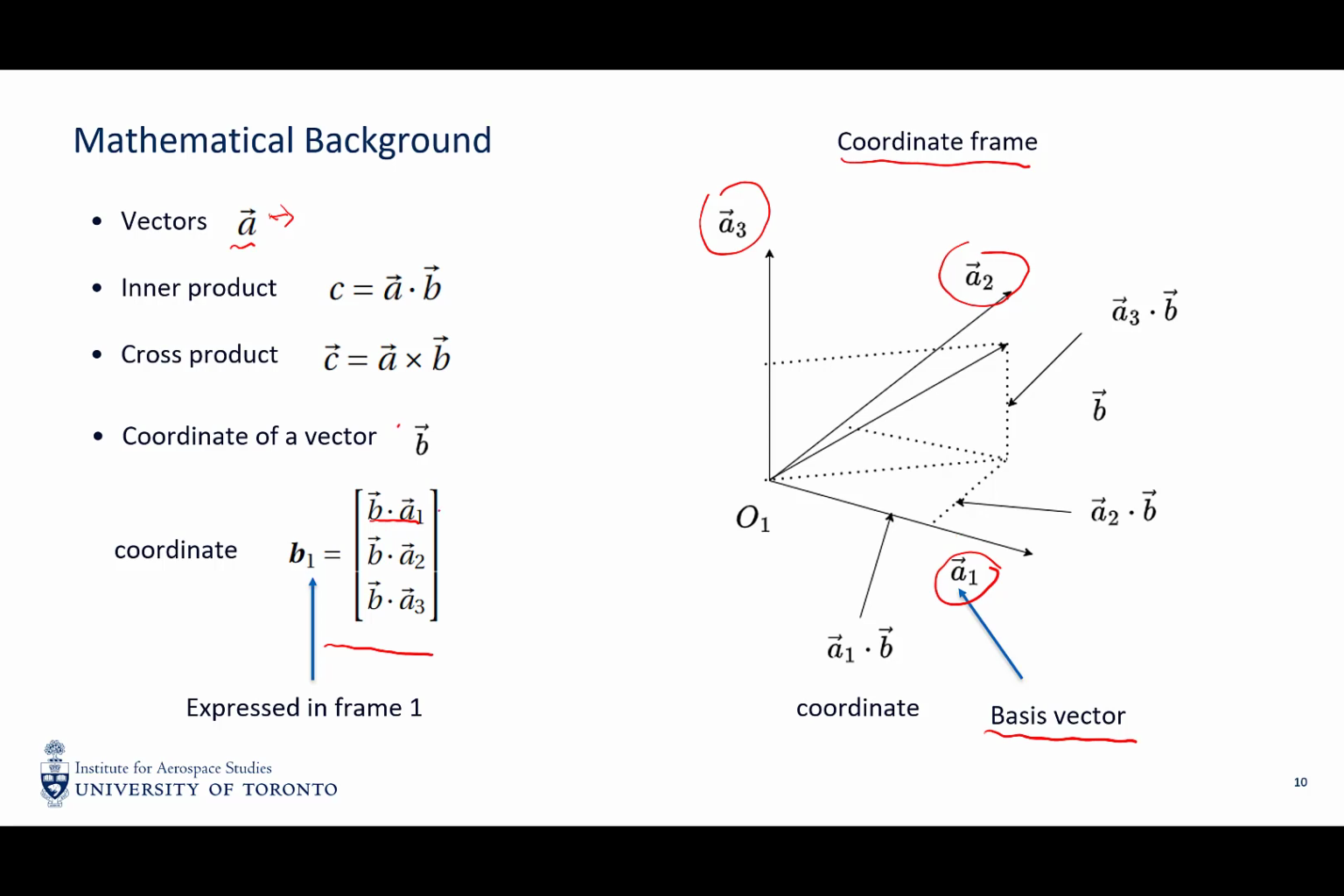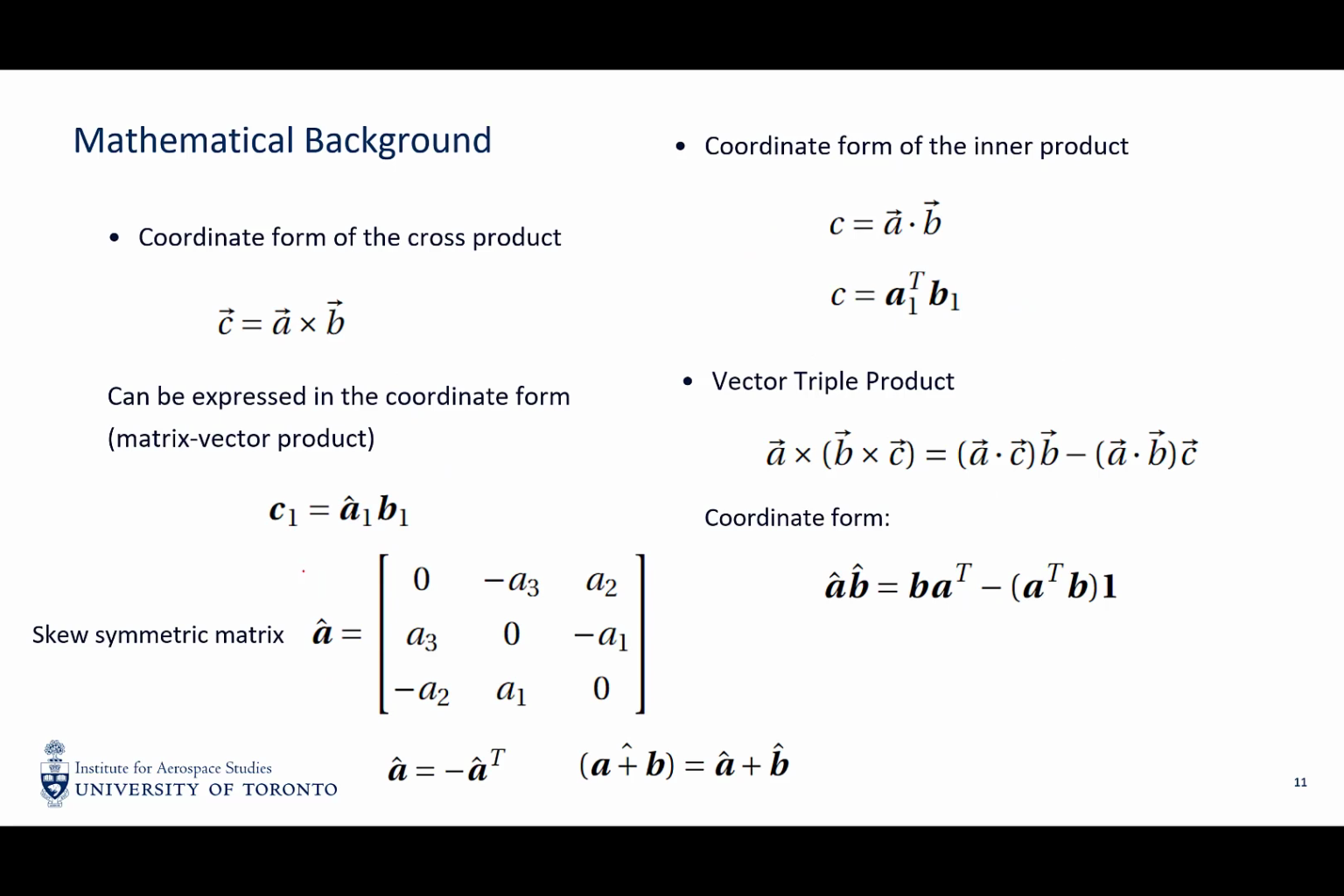For example, if we have a vector B, then the coordinate of B on the A1 axis is the inner product between these two. And it also applies to all three dimensions. Since we have the definition of the coordinates, the key idea is how we express those vector calculations, such as the inner product and the cross product, in coordinate form.